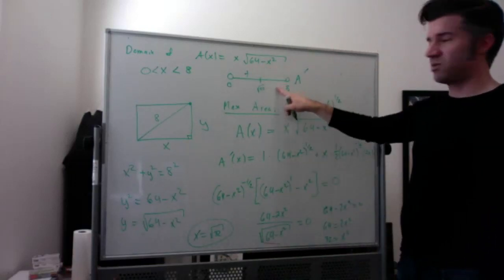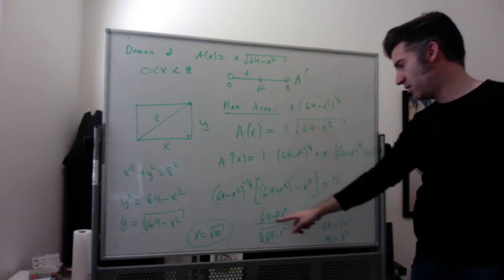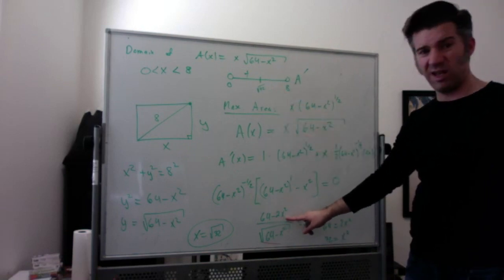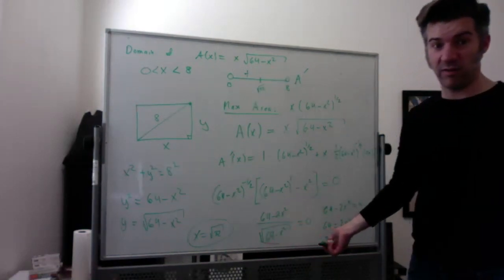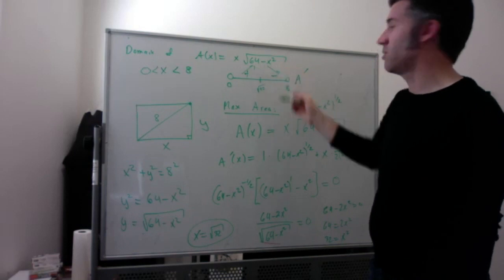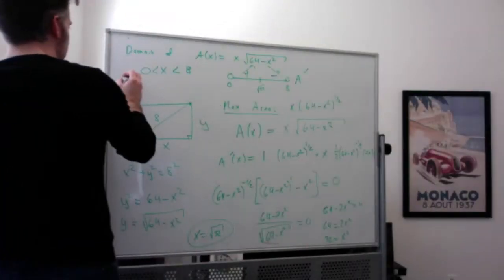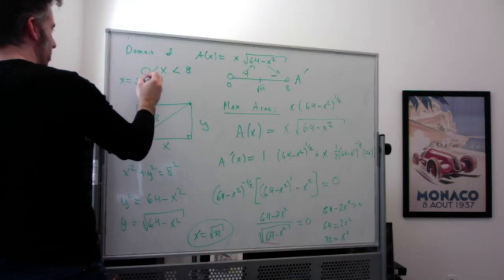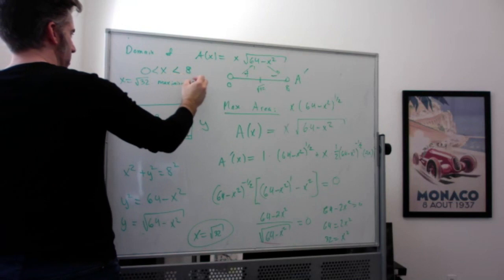Okay, pick something bigger than the square root of 32. I'm going to pick 7 because I'm sure it's bigger. It's less than 8. I pick 7. 64 minus 2 times 49 is negative, and the square root of 64 minus 49 is positive, and negative over positive is negative. So my function is increasing, decreasing, so yes, we do have a maximum at the square root of 32. So yes, x equal to the square root of 32 maximizes the area.